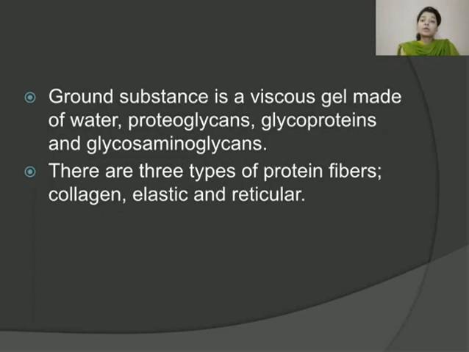Now coming to the ground substance, which was the second component. Ground substance is mainly a viscous gel-like substance which consists of water and glycoproteins. It mainly consists of a large amount of water, and it keeps the cells and the tissues hydrated. Then the third component was the fiber, right? There are mainly three types of fibers present in the connective tissue: one being the collagen fiber, second the elastic fiber, and the third the reticular fiber.